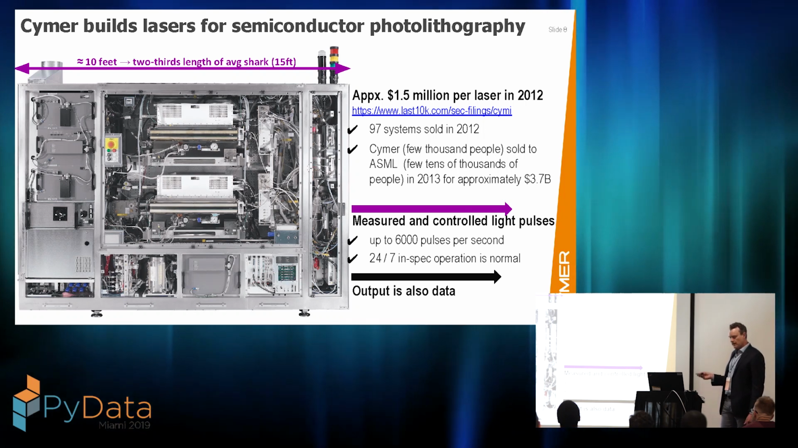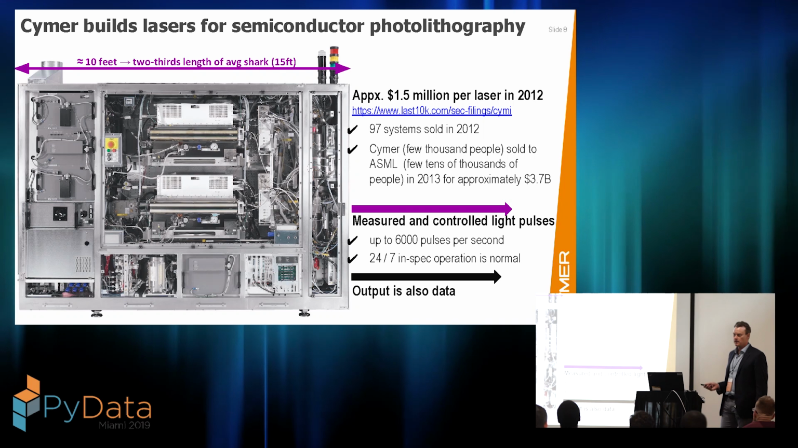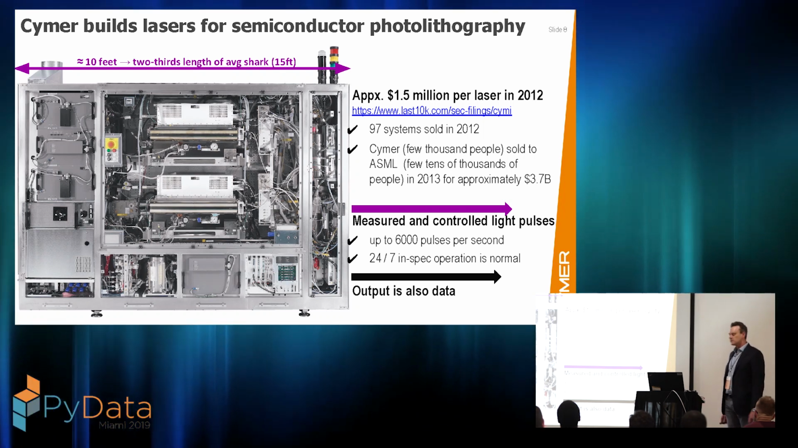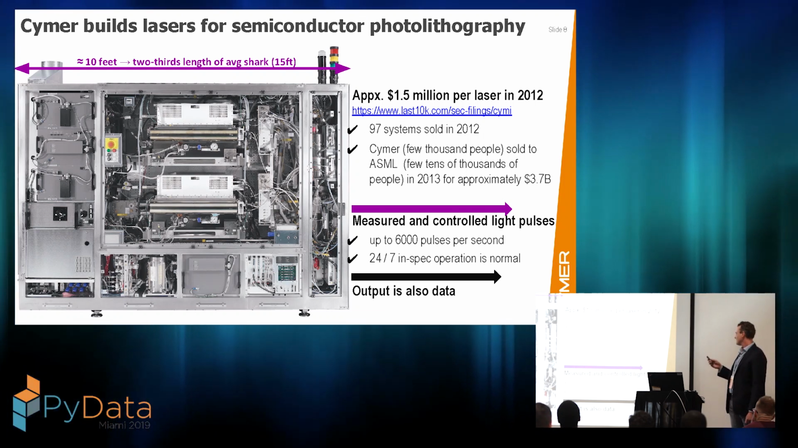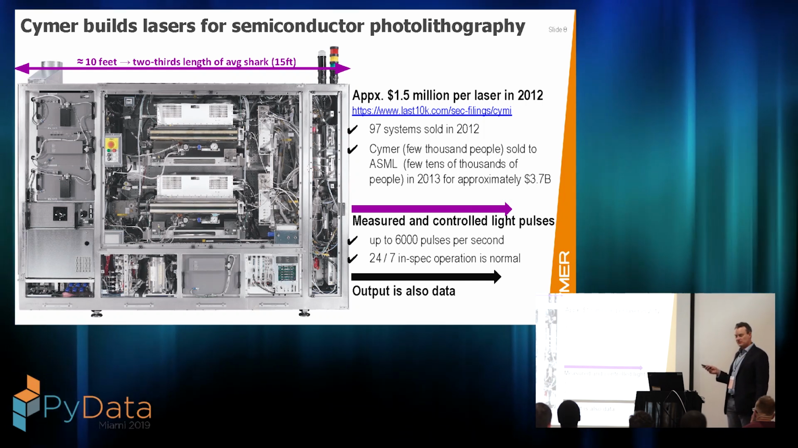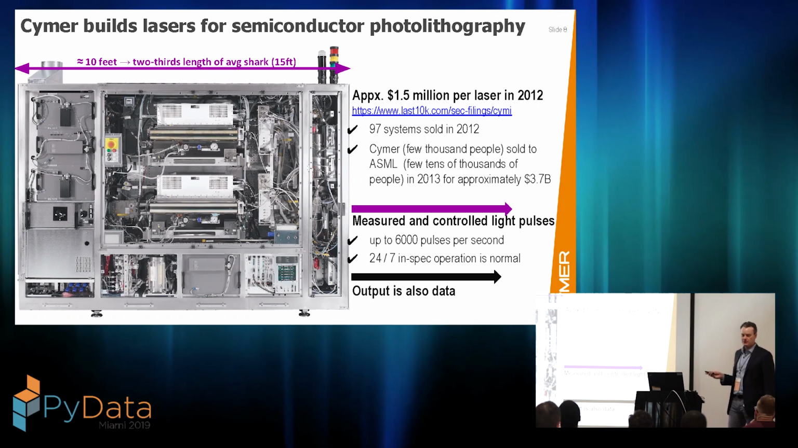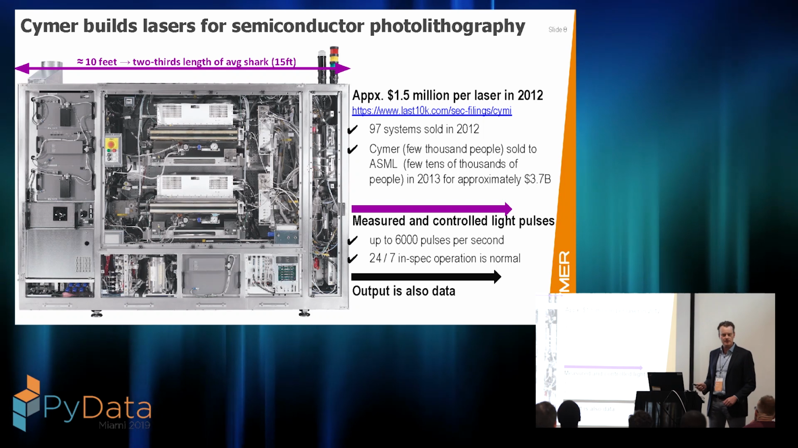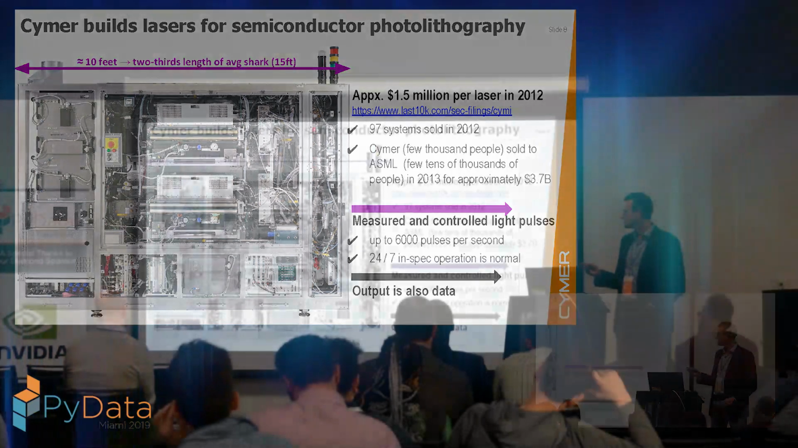In addition to the light output, all of these onboard sensors output data, a lot of data, and that's good news for a data scientist. If you're interested in purchasing a laser for your living room or patio or wherever, this is the approximate cost. 1.5 million. Cymer was sold in 2013 for that number right there. We were sold to a company called ASML. Cymer and ASML are both in the semiconductor lithography industry. That means manufacturing computer chips.